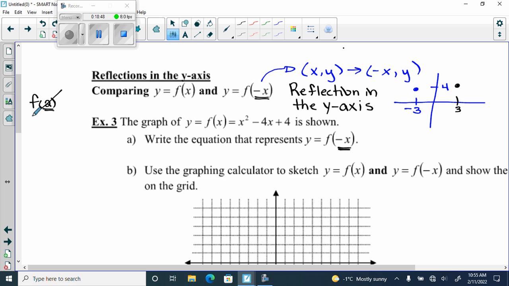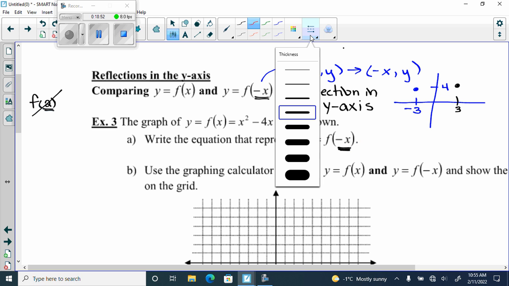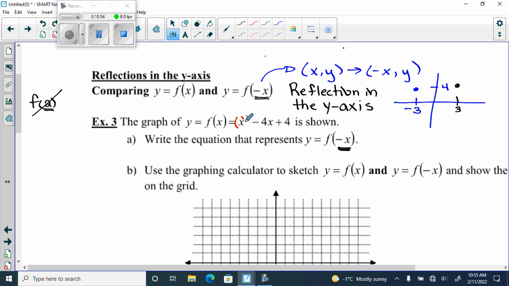We're doing f of negative x. So I'm going to put negative x in for all my x's. So here's an x, and here's an x, and instead of putting an x in for them, I'm going to put in a negative x. So I'm going to get y equals, instead of x squared, negative x squared minus 4, and instead of x, negative x plus 4. So I'm putting negative x in for all my x's.